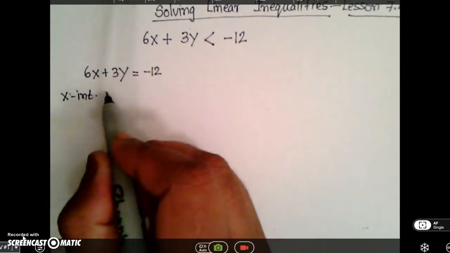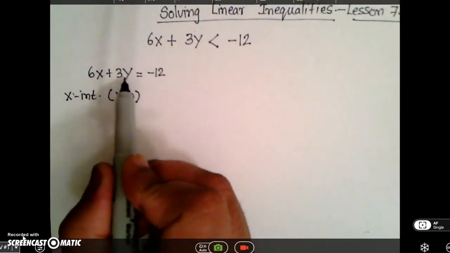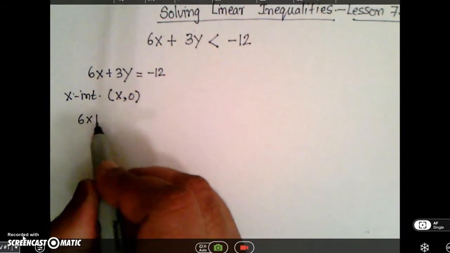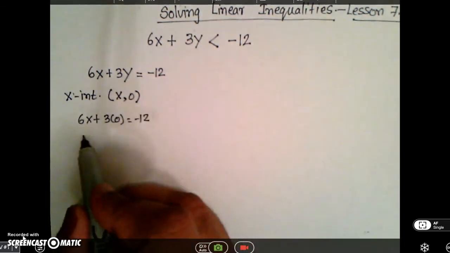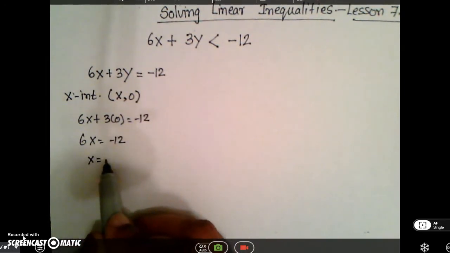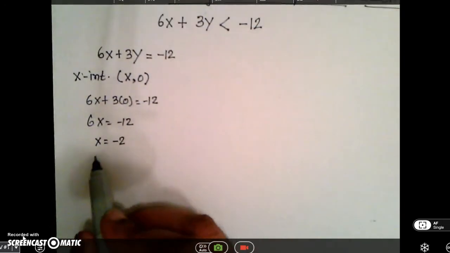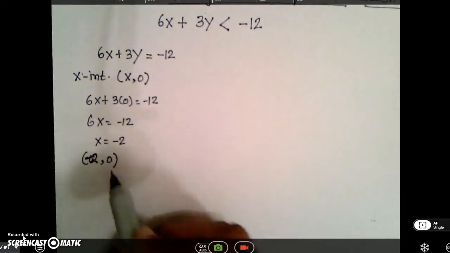For the x-intercept, I'm going to find the point x comma 0. So that means y is 0. So 6x plus 3 times 0 is negative 12, or 6x is negative 12, or x is negative 2. So my x-intercept is negative 2 comma 0.